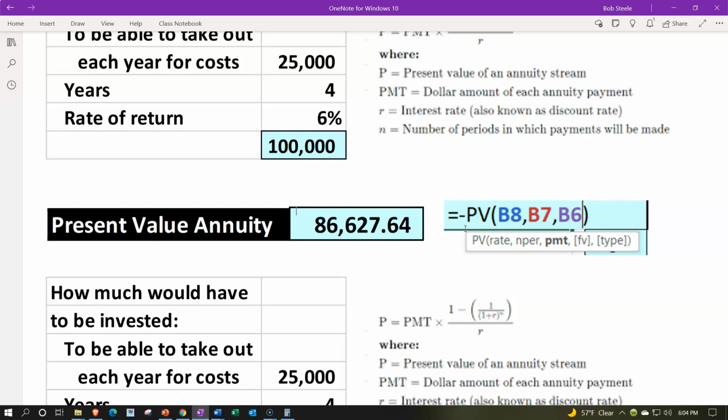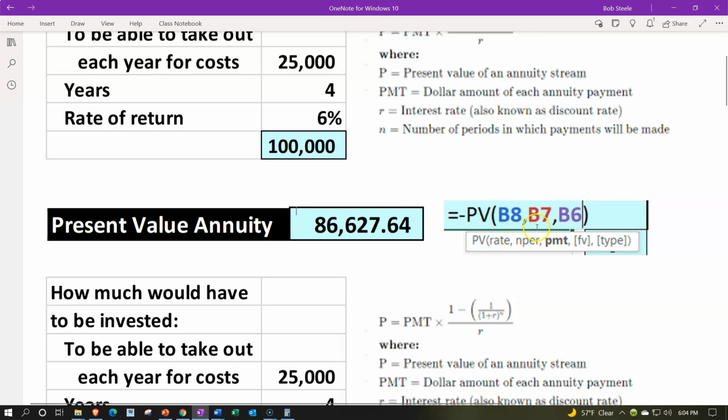We want a positive number, so I'm going to put the negative in front of the P here. You could also put it in front of the payment. Then we're going to take the rate. The rate is referencing this 6% up top. It's useful to have a cell reference in Excel so that we can change our data set if we want and run different projections with it.